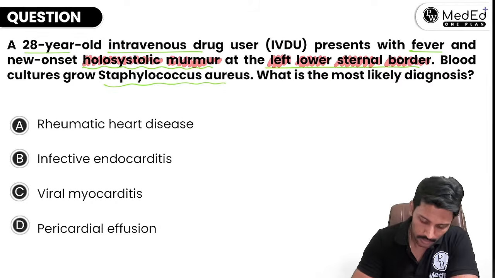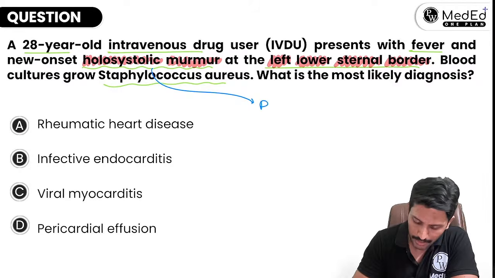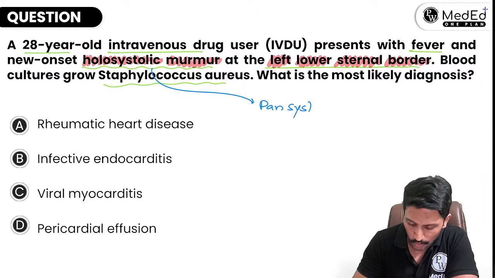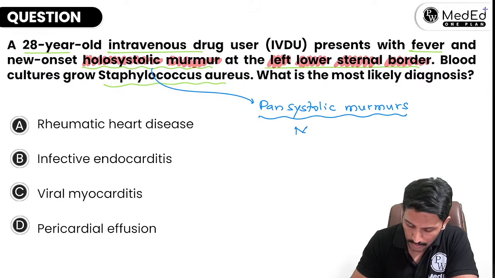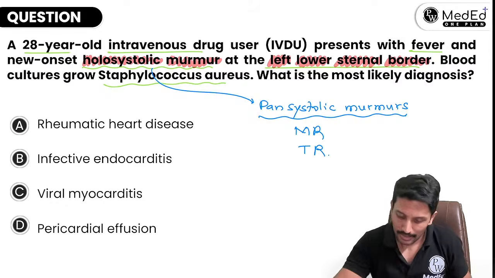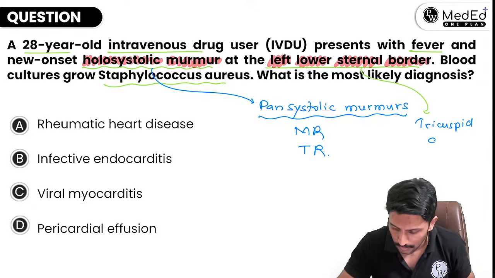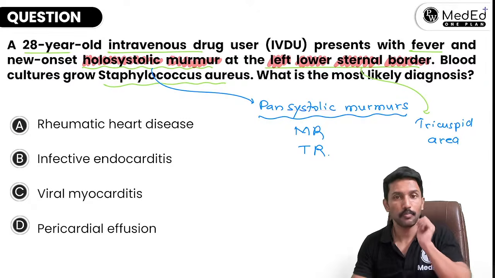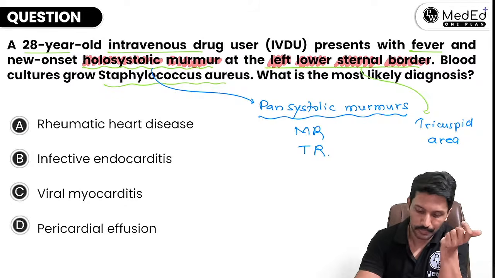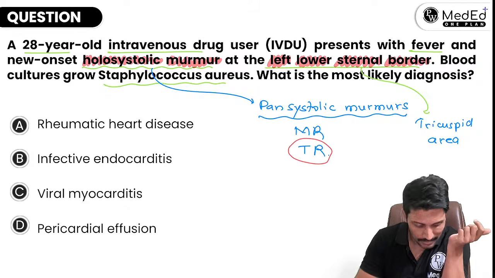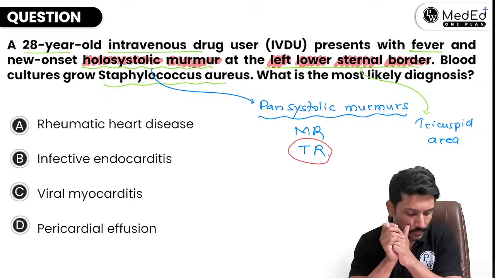Okay. Remember, the holosystolic or pan-systolic murmur is encountered in two conditions. What are those two conditions? Number one is mitral regurgitation. Number two, tricuspid regurgitation. And this area is actually the tricuspid area. That means we are getting a pan-systolic murmur from the tricuspid area. So what becomes the diagnosis? Yes, this is a case of tricuspid regurgitation.